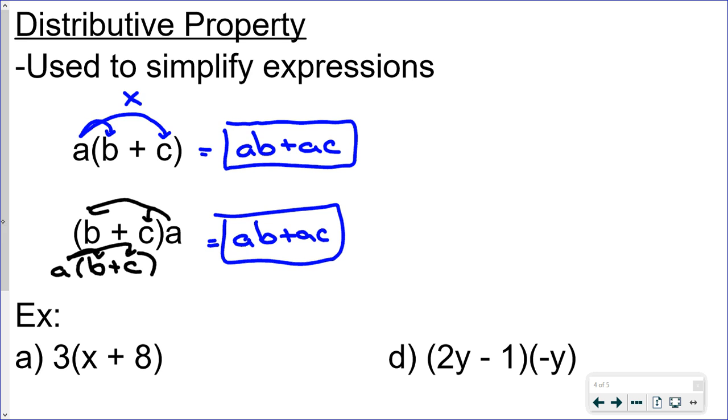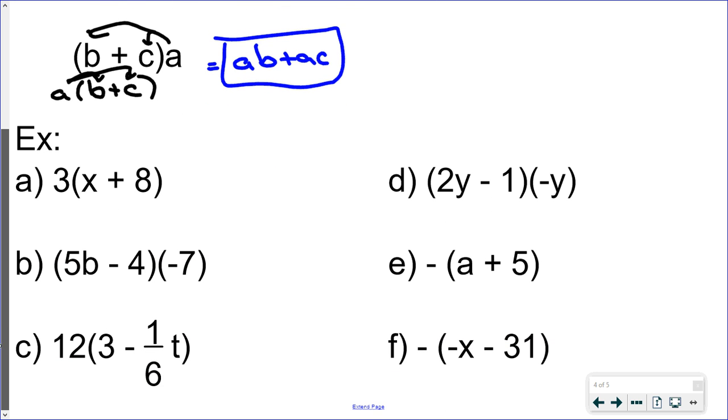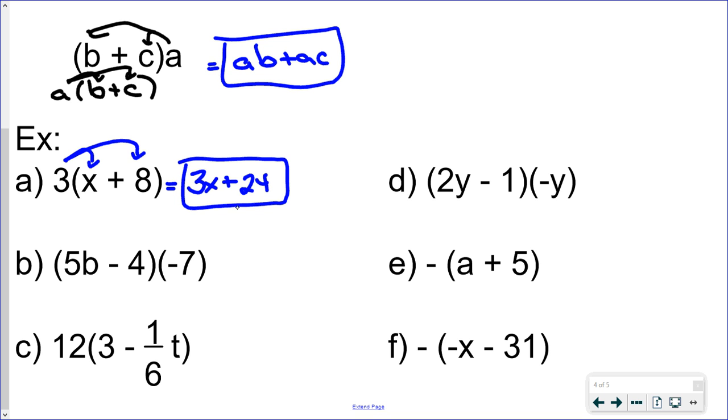There you go. So let's look at some examples of this. So the first one, I've got 3 times x and 3 times 8. So 3 times x is just 3x. Carry over the plus sign, and 3 times 8 is 24. Now, I can't do any more. I can't add these together because these aren't like terms. This has a variable factor of x. This one does not.